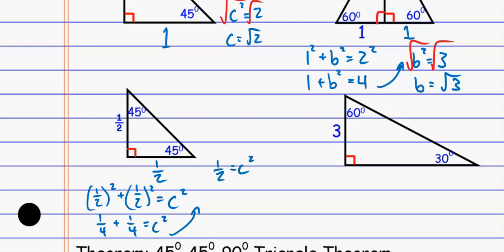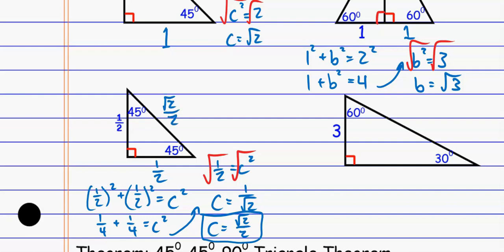And now I take the square root of each side. And so I get c equals the square root of 1/2, which is actually the square root of 1, which is 1, over the square root of 2. And then I have to rationalize that denominator, multiply by root 2 over root 2. That's root 2 over 2. Okay, so that's that missing side. So right here, root 2 over 2.